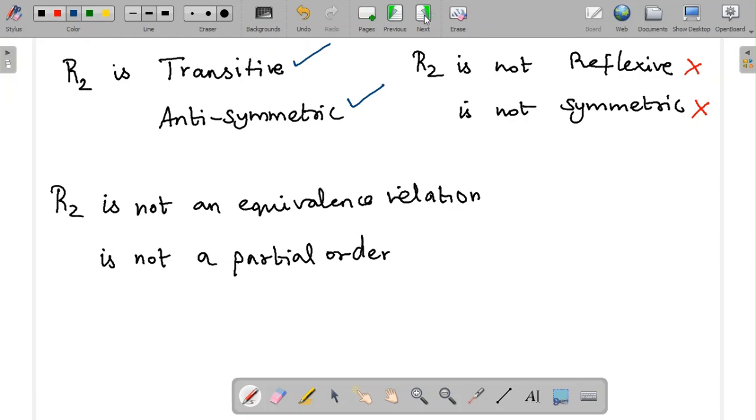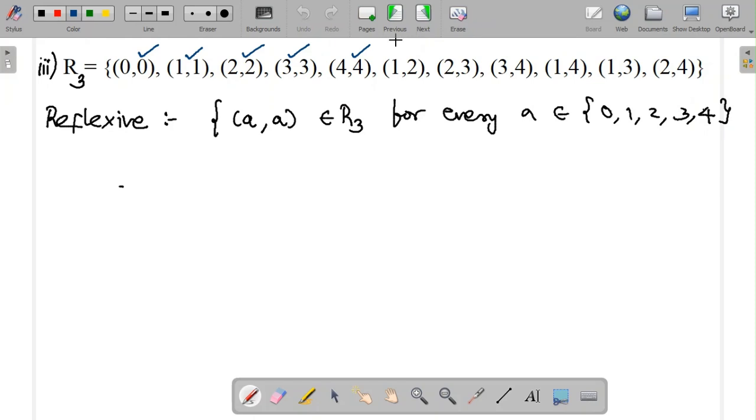Let's explore the next example. The next example contains 11 ordered pairs. All of them have been picked from the set A containing 5 elements: 0, 1, 2, 3, and 4. The first thing that we note is that this relation R3 is in fact reflexive because for every a belonging to the set, we see that the pair a, comma a is present. We have 0, 0, 1, 1, 2, 2, 3, 3, and 4, 4. Therefore, this qualifies as a reflexive relation.